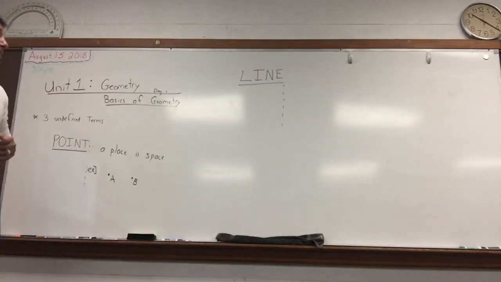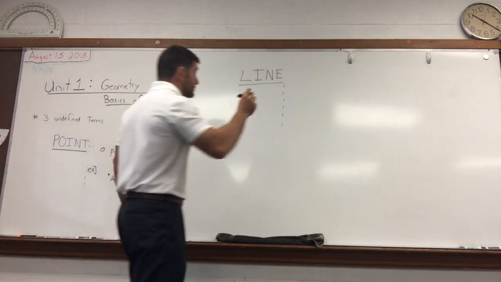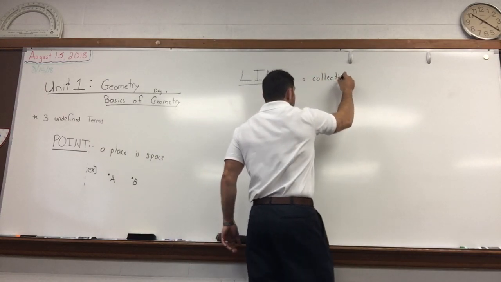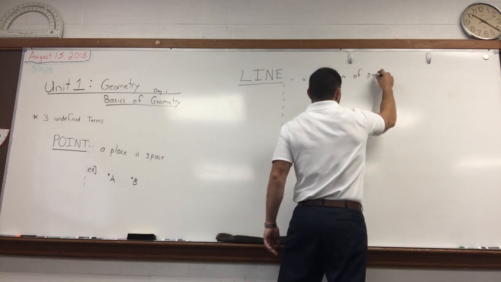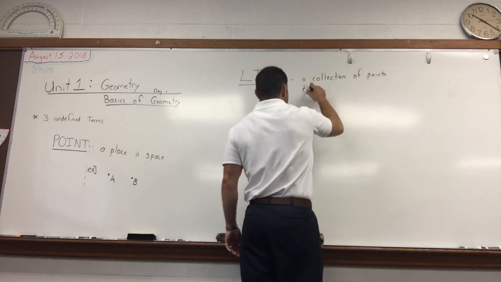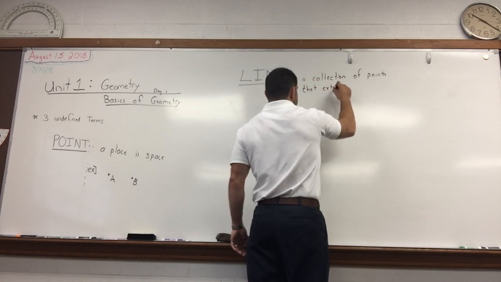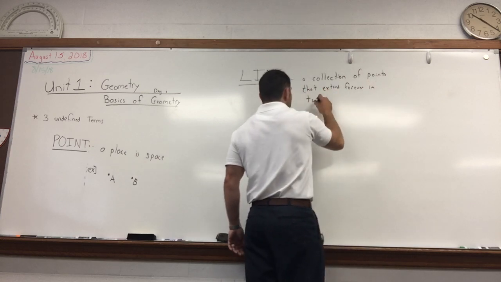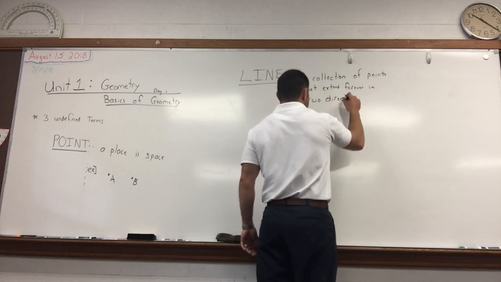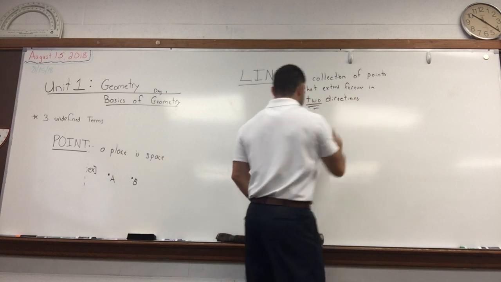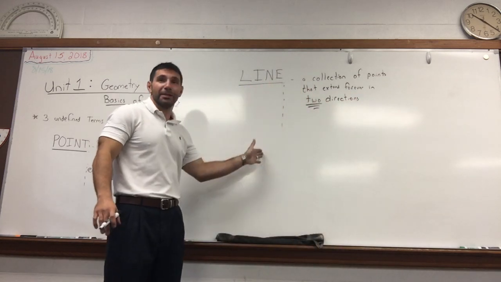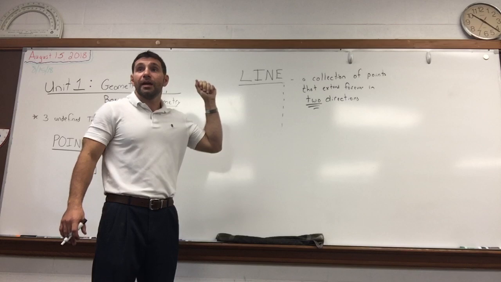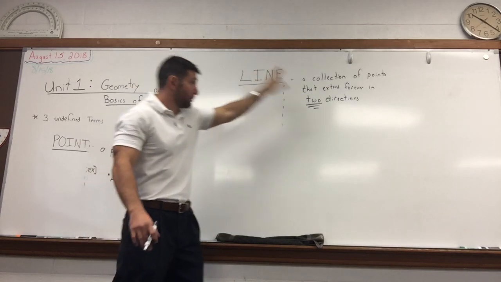Okay, so what is a line? A line is a collection of points that extend forever in two directions. Now notice, do I have anything written underneath line? No. That way we can say, okay, here Mr. H might say, hey, what's the definition for line? Here it is.